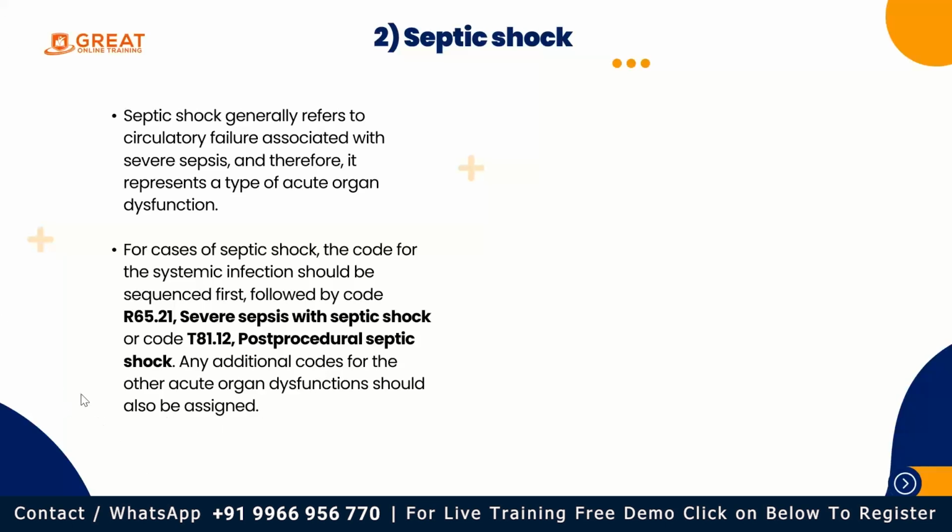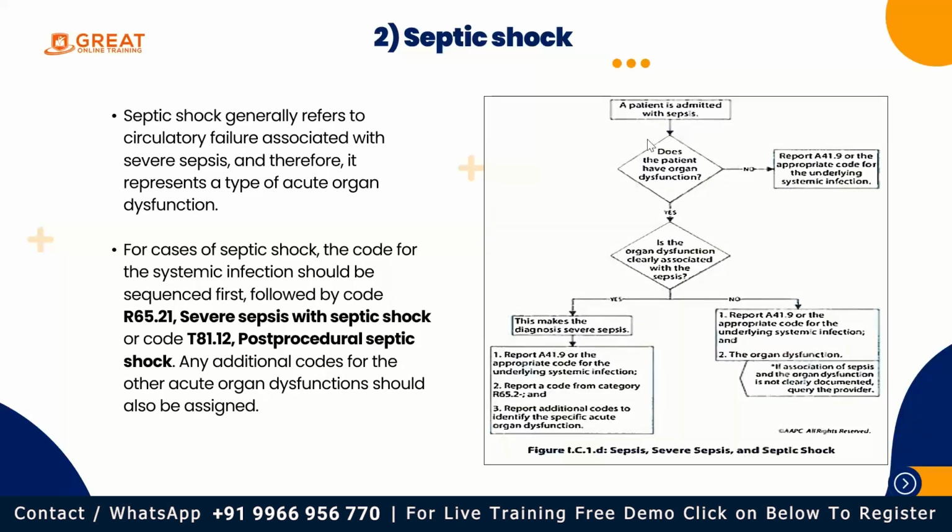Okay, so we have a combination code of severe sepsis and septic shock, which is R65.21, severe sepsis with septic shock. Or we have another code for post-procedural septic shock, P81.12. Whenever we use this severe sepsis with septic shock code, we have to use the sepsis code also, plus the acute organ dysfunction code also. See, this is the flowchart.